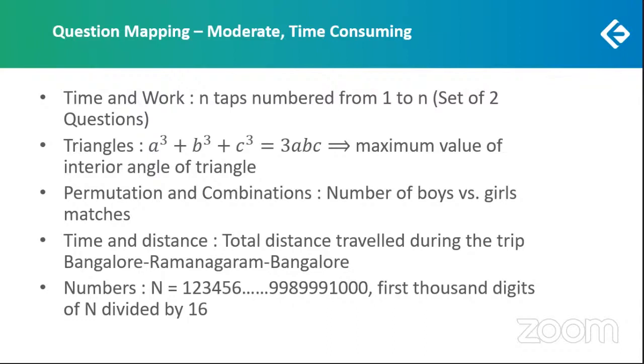Why? Because when you divide the number by 16, it gives a remainder which is equal to the remainder obtained by dividing the last 4 digits of the number. This is basically the divisibility rule by 16. So you first have to decide what the last 4 digits of the first 1000 digits are, and divide that value by 16. This was a little time consuming to figure out, what the last 4 digits of the first 1000 digits were.